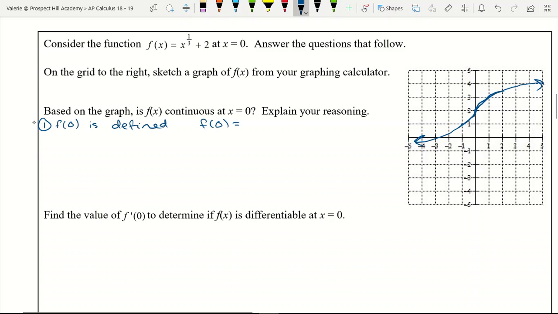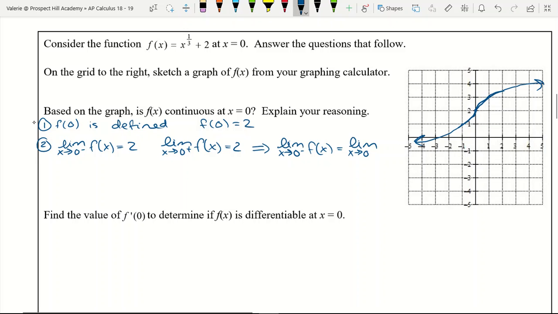f of 0 equals 2. The limit as x approaches 0 from the left of f of x is equal to 2, and the limit as x approaches 0 from the right of f of x is equal to 2. The limit as x approaches 0 from the left of f of x equals the limit as x approaches 0 from the right of f of x. Therefore, the limit as x approaches 0 of f of x exists.